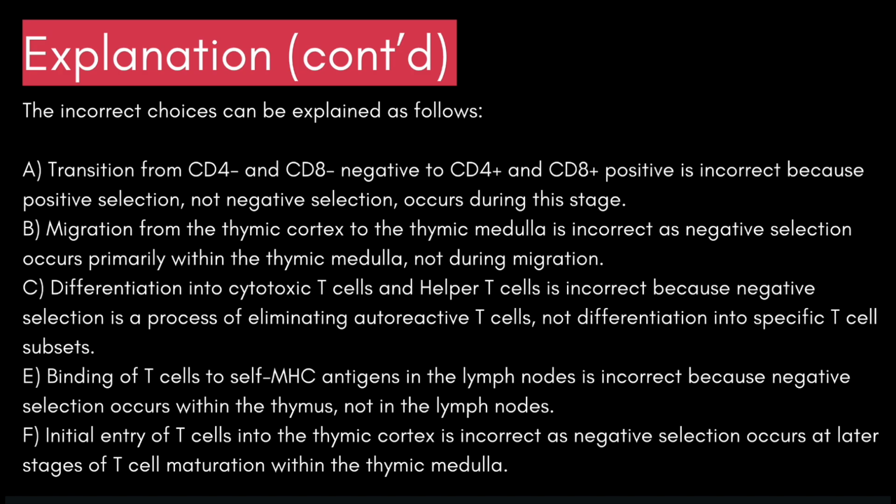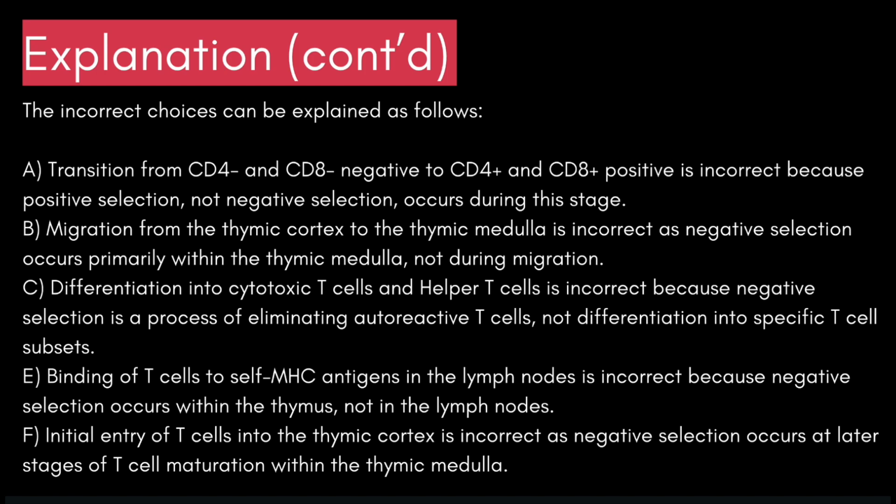Transition from CD4 negative and CD8 negative to CD4 positive and CD8 positive is incorrect because positive selection, not negative selection, occurs during this stage. Migration from the thymic cortex to the thymic medulla is incorrect as negative selection occurs primarily within the thymic medulla, not during migration. Differentiation into cytotoxic T cells and helper T cells is incorrect because negative selection is a process of eliminating autoreactive T cells, not differentiation into specific T cell subsets.